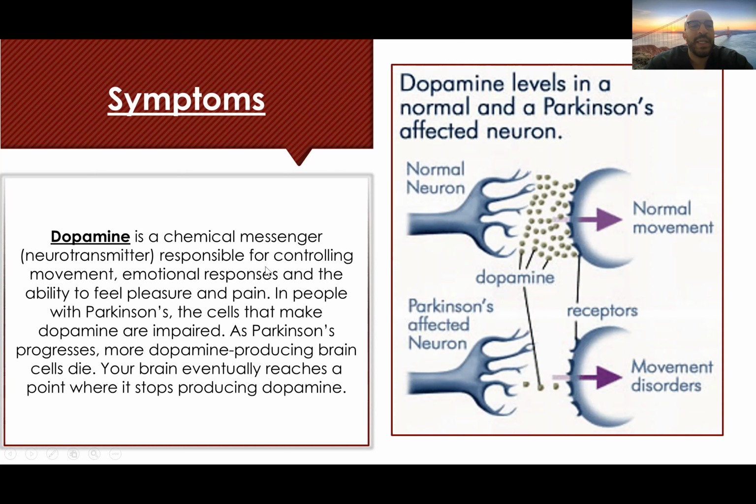So dopamine is a chemical messenger or neurotransmitter responsible for controlling movement, emotional responses, and the ability to feel pleasure and pain. Now, that does not mean an individual with Parkinson's disease cannot feel pleasure and pain. That just means their ability to do so is altered. In people with Parkinson's, the cells that make dopamine are impaired. As Parkinson's progresses, more dopamine-producing brain cells die, and your brain eventually reaches a point where it stops producing dopamine altogether, okay?